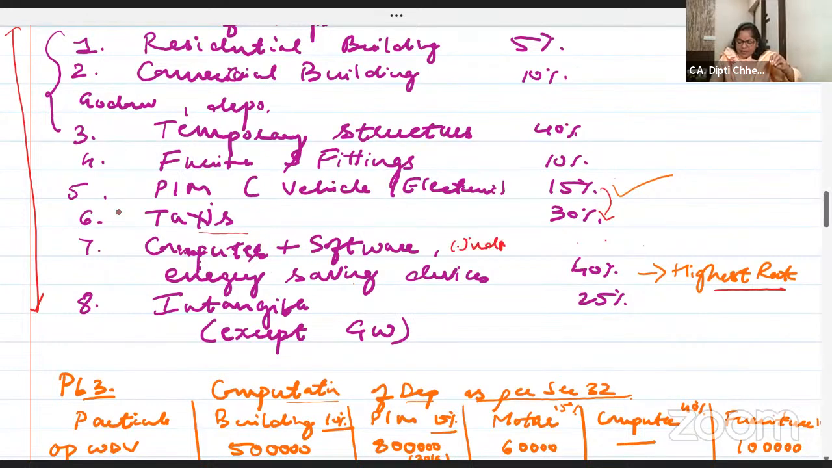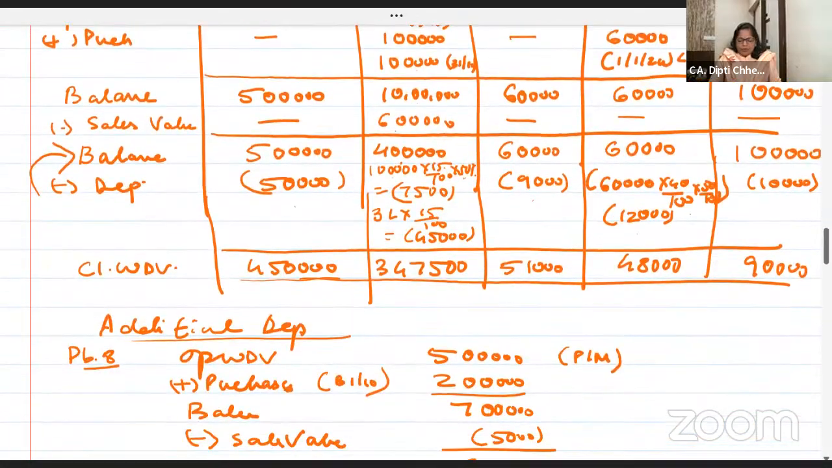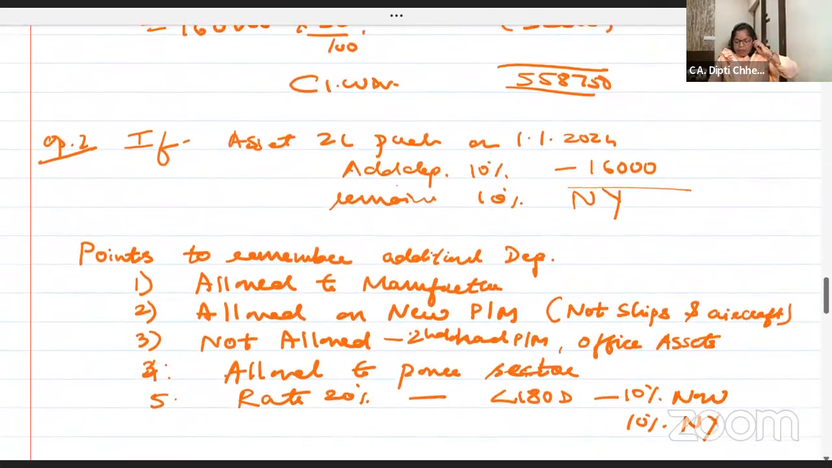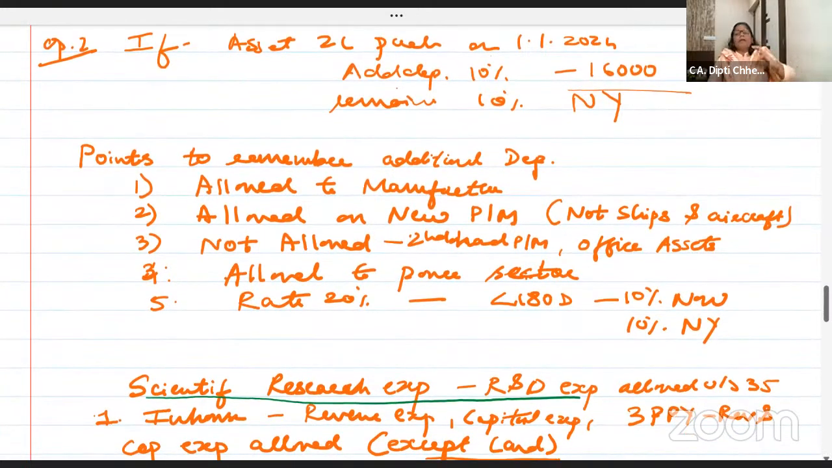In one of the exam, they've also asked windmills, all 40%. Intangibles, 25%. All clear to all of you, right? So with this, we have solved the problem. Now, important points to remember for additional depreciation.